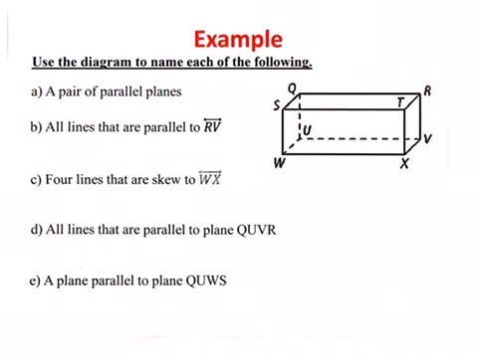We want to use the diagram to name each of the following. So here we want a pair of parallel planes. Well, parallel planes means they don't cross. And I just want a pair. So the easiest pair that I can find would be the top face and the bottom face of this rectangular prism.